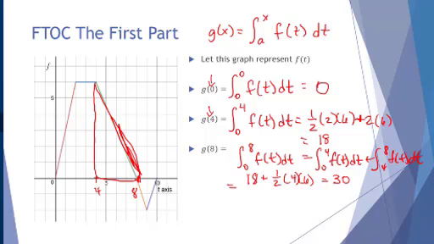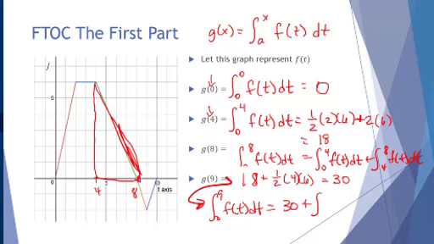So g of 8, which is the integral from 0 to 8 on f of t dt, ends up being 30. So let's take a look at one more. Let's talk about g of 9. I'm going to have to move this one down here. So again, g of 9 is going to be the integral from 0 to 9 on f of t dt. We already found the integral from 0 to 8. That was going to be 30 for us. And we're going to add to that the integral from 8 to 9 on f of t dt.